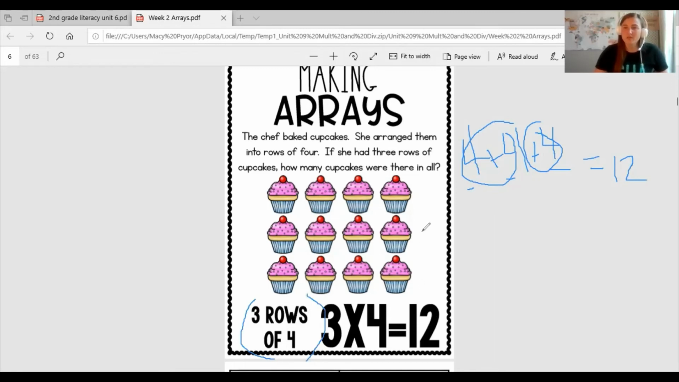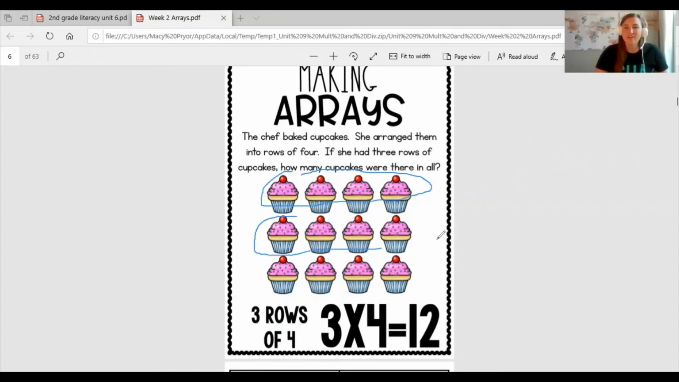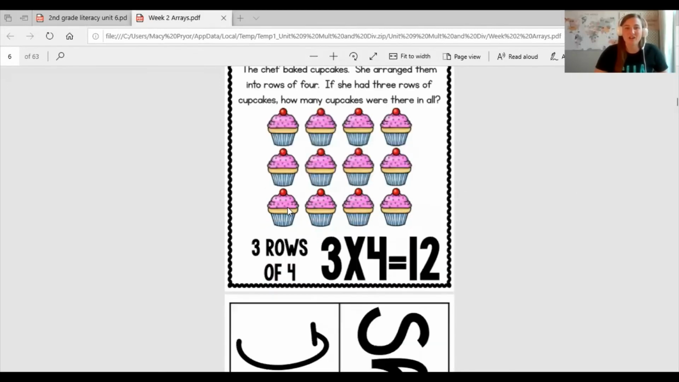Second grade, I want to quickly review rows and columns. These are rows going across, and columns are going down. If I were to say 4 rows of 3, that's not the correct way to say it. I want to make sure I say 3 rows of 4 because I have 3 rows and there are 4 items in each row. So now for our multiplication problem, we have 3 times 4 equals 12.